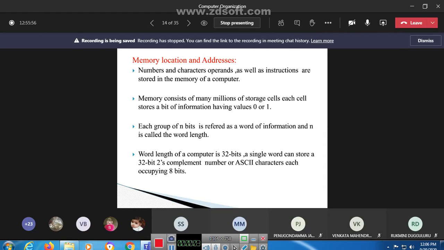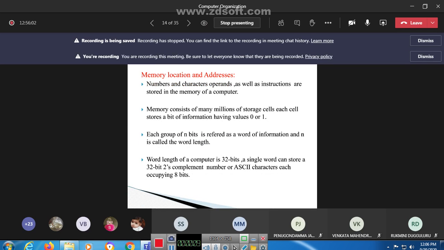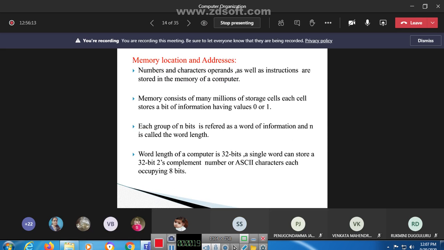Okay, good morning everyone. Today I am going to discuss memory locations and addresses. In this topic, the numbers and character operands, as well as the instructions, are stored in the memory of the computer.